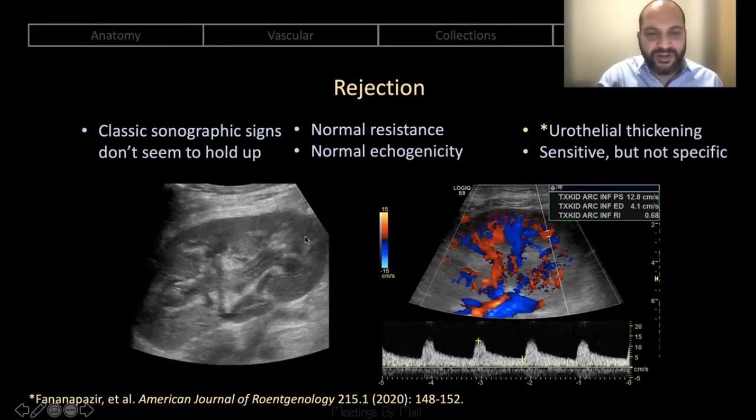In this example here, you can see the cortex looks nice and normal. There is profound urothelial thickening that you can see here. But you can see the perfusion is normal, goes out to the cortex, and the resistive index is normal. And this patient ended up having rejection. So looking for urothelial thickening and maybe downplaying the significance of increased resistive indices may be warranted in patients with rejection.